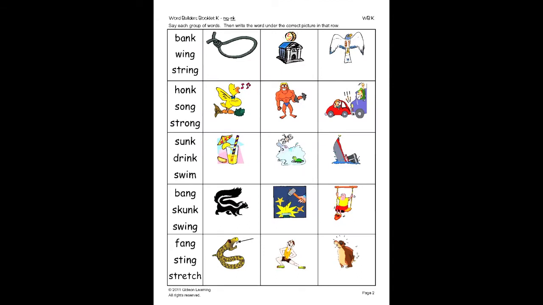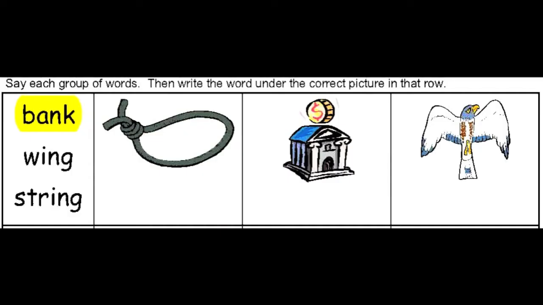On this activity, the student will say each group of words and then write the correct word under the correct picture in that row. Here, the student would read aloud the first group of 3 words. For each word, the student will find the matching picture in that row. Once he finds the correct picture, he should write the matching word underneath the picture and cross out the used word.